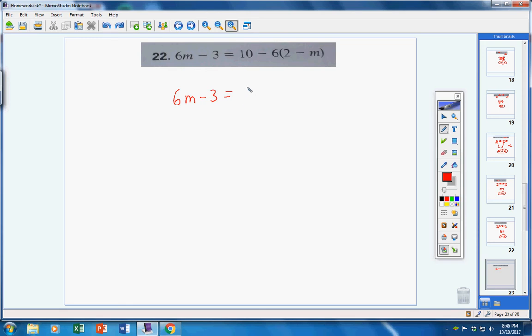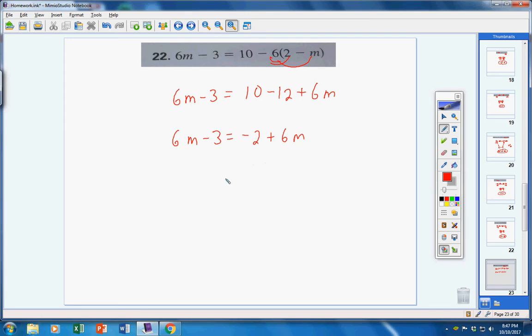again, bring down my 10, take my negative 6, multiply it through. Negative 6 times 2, negative 12. Negative 6 times negative m, positive 6m. But hold it, we're still not done with simplifying. On the right side over here, constant term, positive 10, negative 12, negative 2, positive 6m.